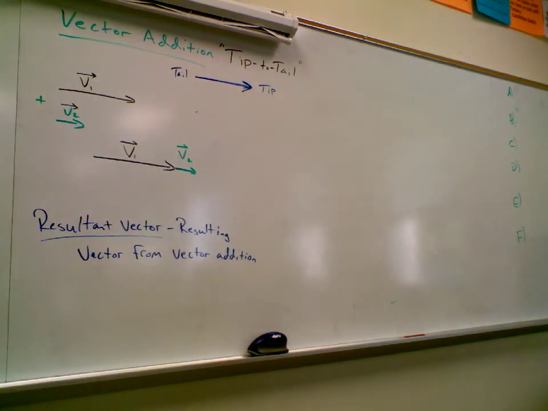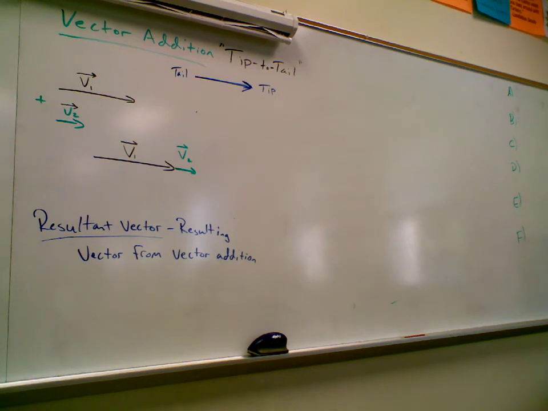So the resultant vector is the resulting vector from vector addition. Sounds kind of redundant, right? I love it when the definition is basically the word, right? The resultant vector is your result, right?